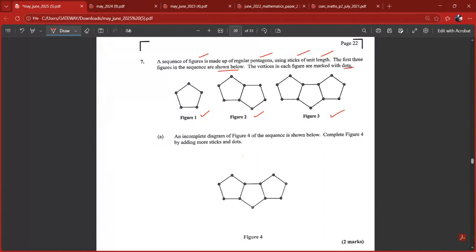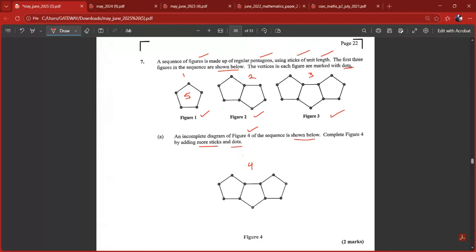So figure 1 has 1, 2, 3, 4, 5 dots. Right? So figure 1 has one pentagon, so I'll put in one here. Figure 2 has two pentagons. Figure 3 has three pentagons. Figure 4 should have four pentagons. An incomplete diagram for figure 4 of the sequence is shown below. Complete figure 4 by adding more sticks and dots.